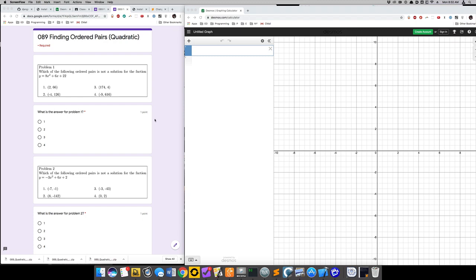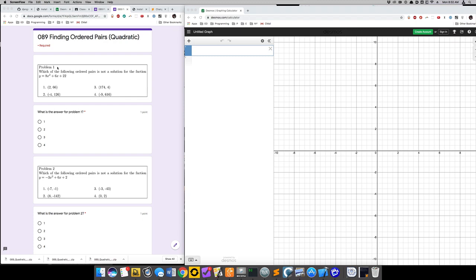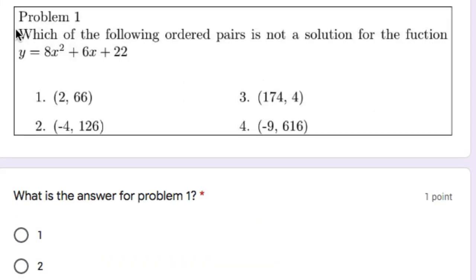Today, we're going to be working on trying to find ordered pairs for quadratic equations. When you do these problems, you're going to be looking at the problem here. It says problem 1. It says, which of the following ordered pairs is not a solution for the function y equals 8x squared plus 6x plus 22? Notice, though, the important thing to notice here says not. So we have to find the answer that's not true.